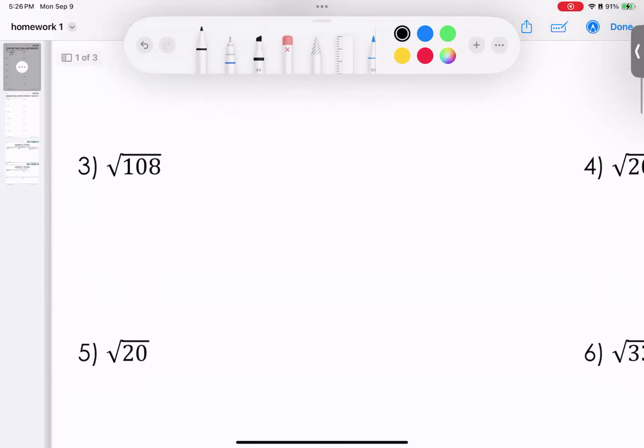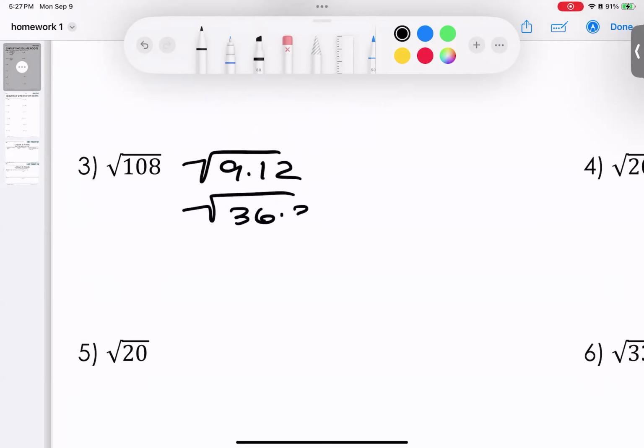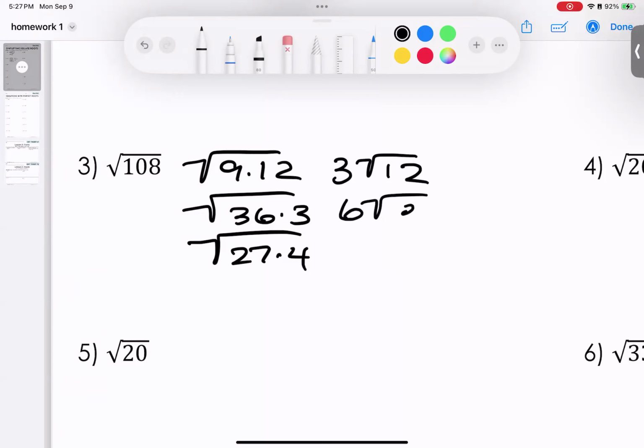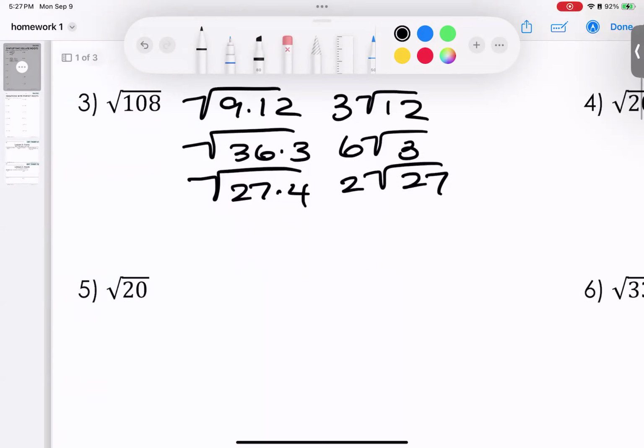For this one, there were 3 options that I thought you could possibly have come up with. Square root of 9 times 12, square root of 36 times 3, or the square root of 27 times 4. 9 is a perfect square, 3 times 3 is 9, square root of 12. 36 is a perfect square, 6 times 6 is 36, square root of 3. 4 is a perfect square, 2 times 2 is 4, square root of 27. Any of those 3 would be perfectly fine.